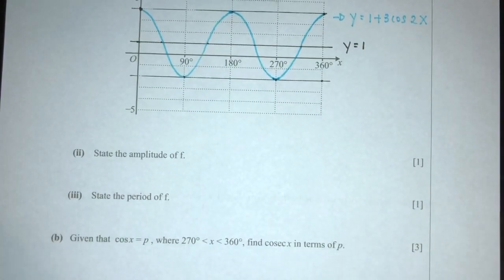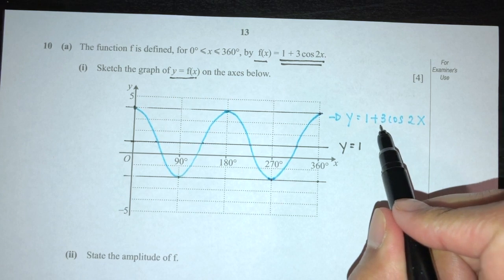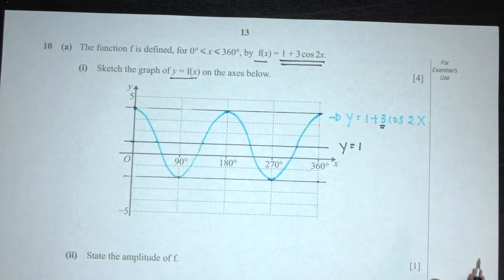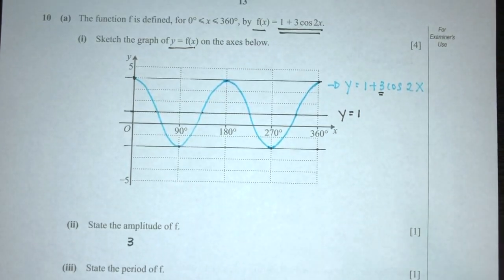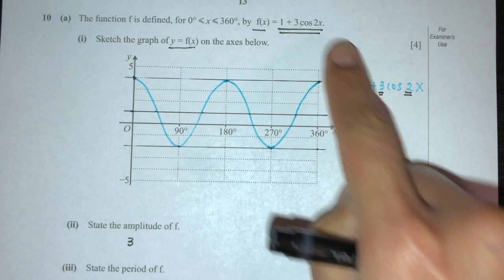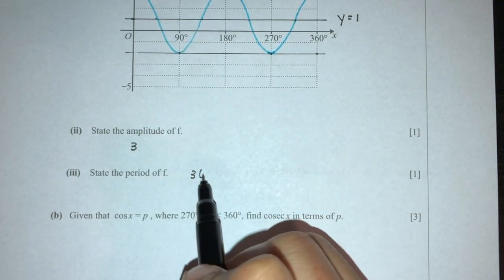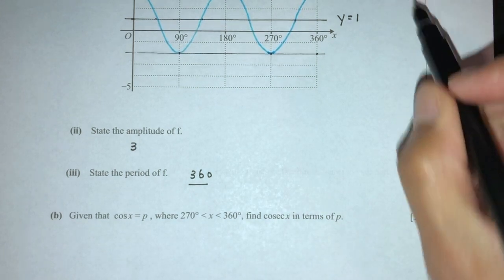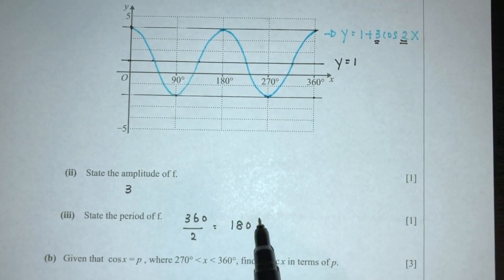Now for part 2, we have to state the amplitude. So the amplitude will always be the number in front of your trigonometry function. That will be 3. State the period. To find the period, we have to use this value here. So if it is a cos or sine function, we take 360 divided by the number here, which is 2, right? That will be 180. That is your period of f.